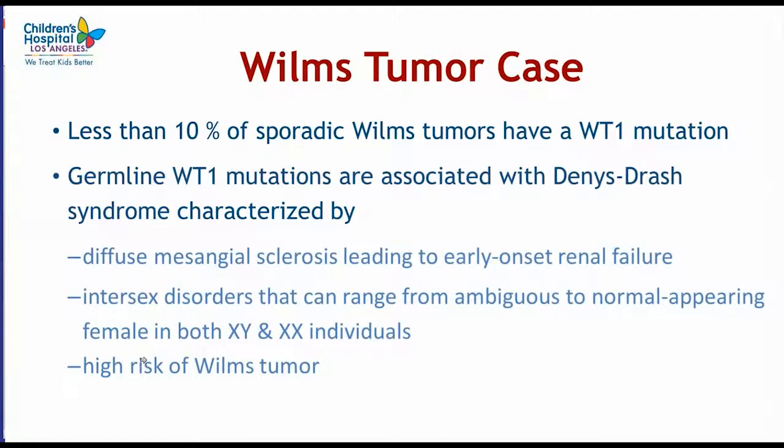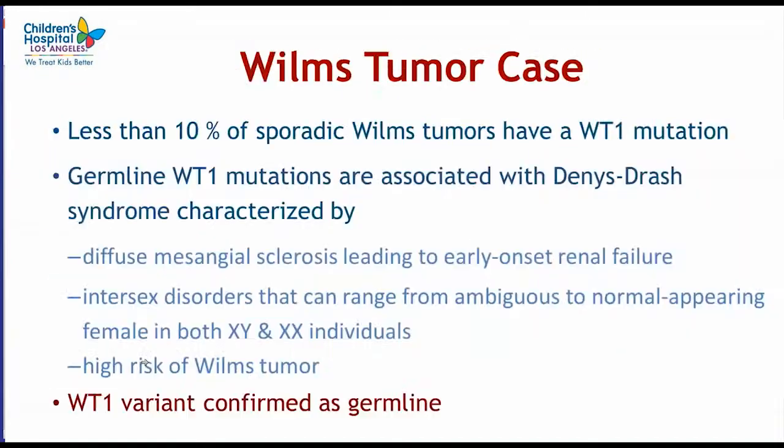So the next step for this patient was to do germline testing, and that detected in the peripheral blood sample the same pathogenic WT1 variant, which was detected by OncoKIDS testing of the Wilms tumor sample. So now you establish a diagnosis of germline WT1 mutation, or in other words, Denys-Drash syndrome, and the patient, in addition to having bilateral Wilms tumor, was also showing signs of early onset renal failure, so she actually did have a phenotype that is consistent with the syndrome.